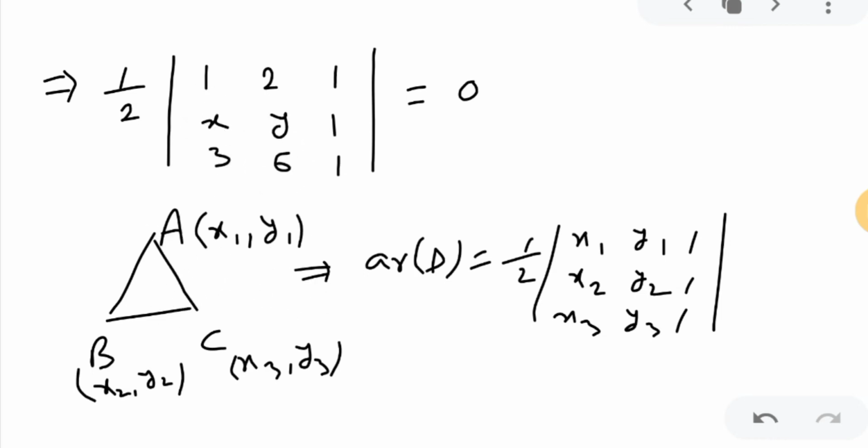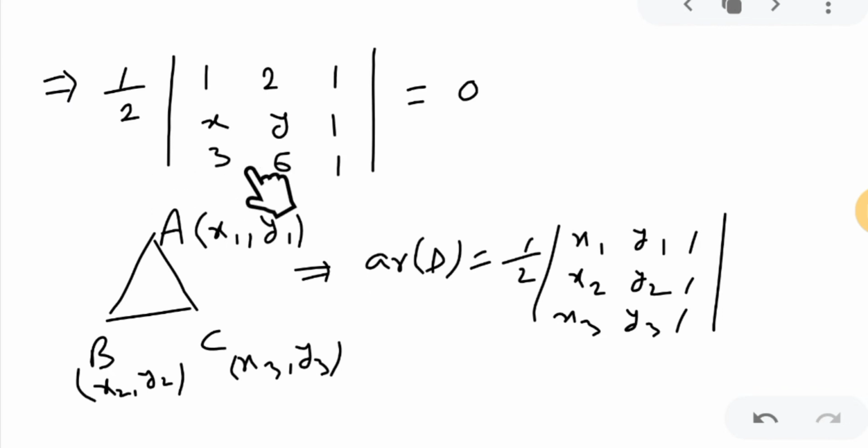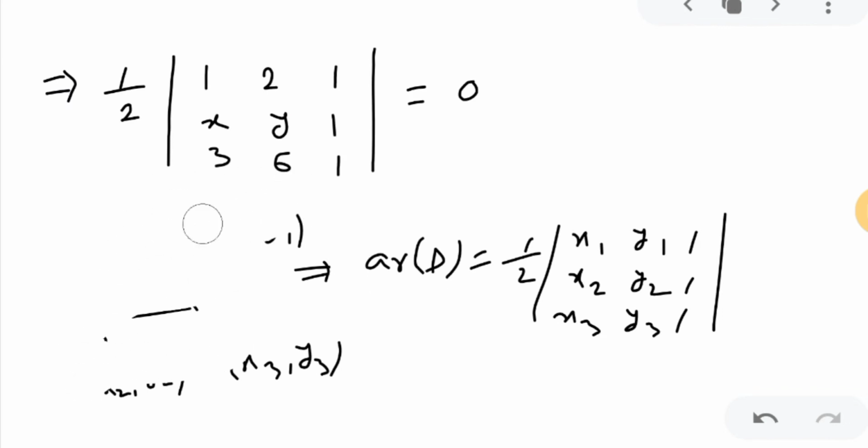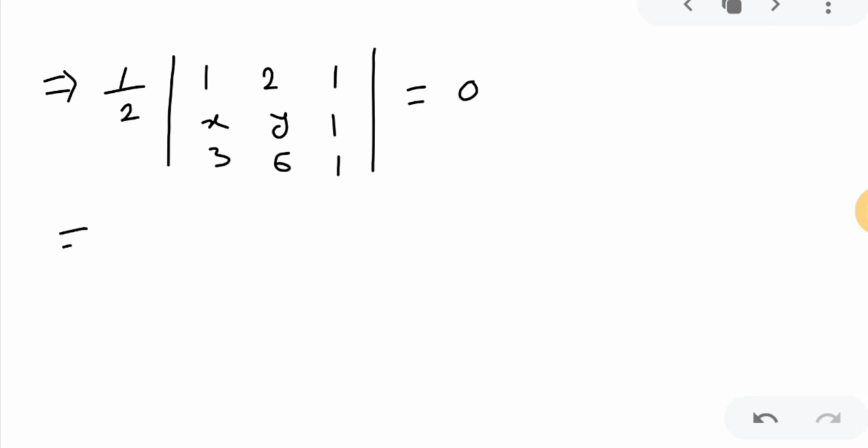So I just used the formula and wrote this. If these 3 points are making a triangle, then x1 y1 1, x2 y2 1, x3 y3 1. Correct? So I just wrote that. I hope you understood. If you have not understood, then refer to the previous part of this video. Now I will solve this.